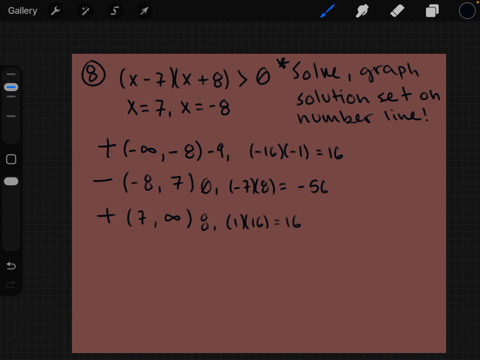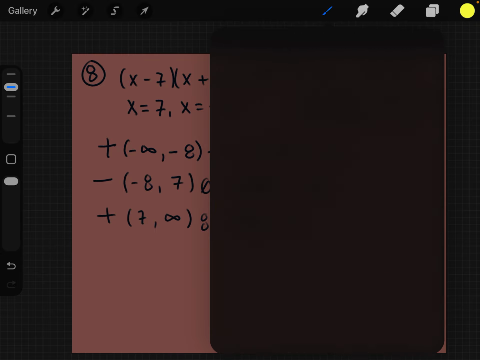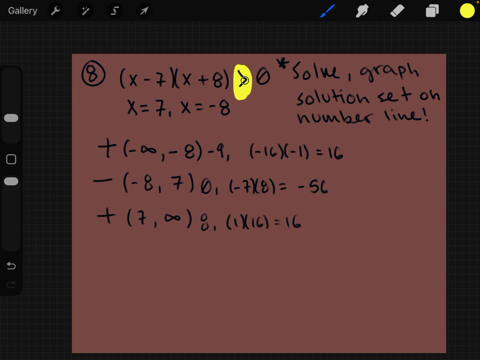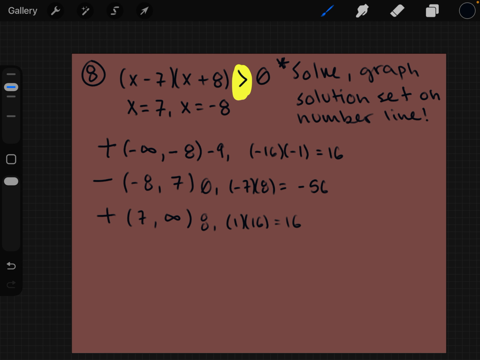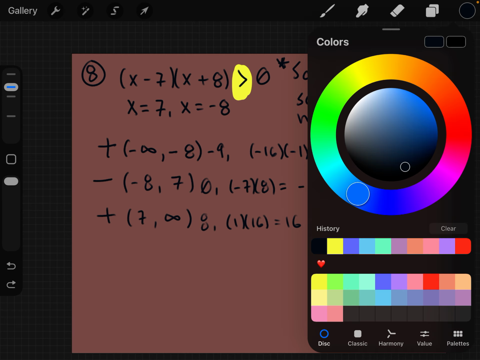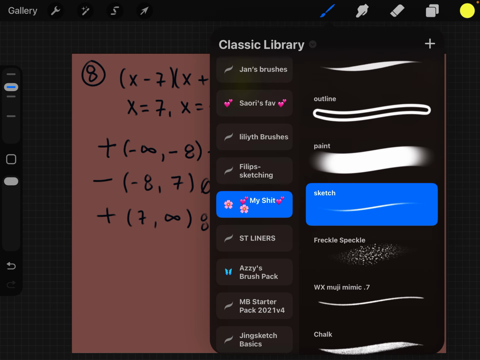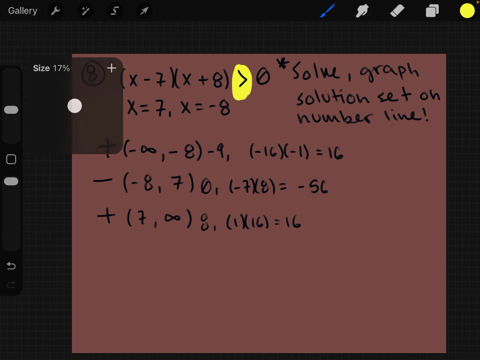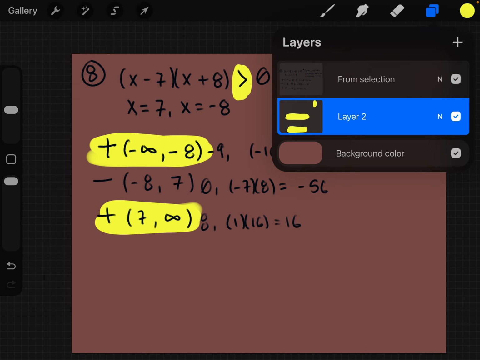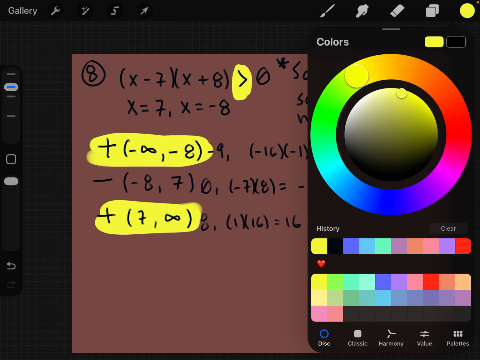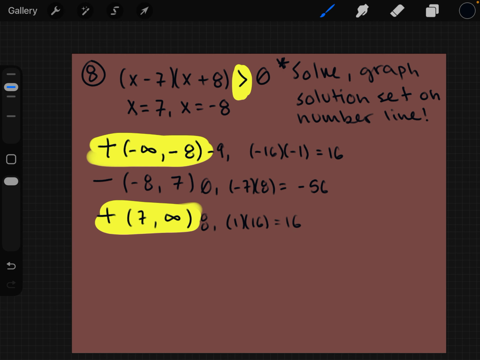Okay, and then we have greater than. So we're looking at our positive values. Actually, it's not greater than or equal to, so we will exclude all these values.